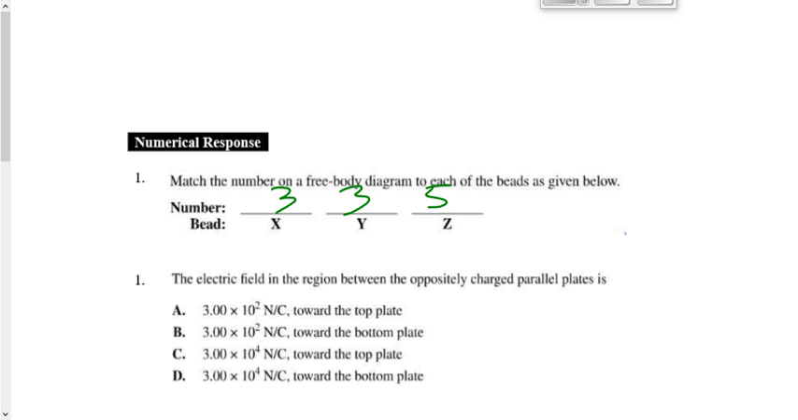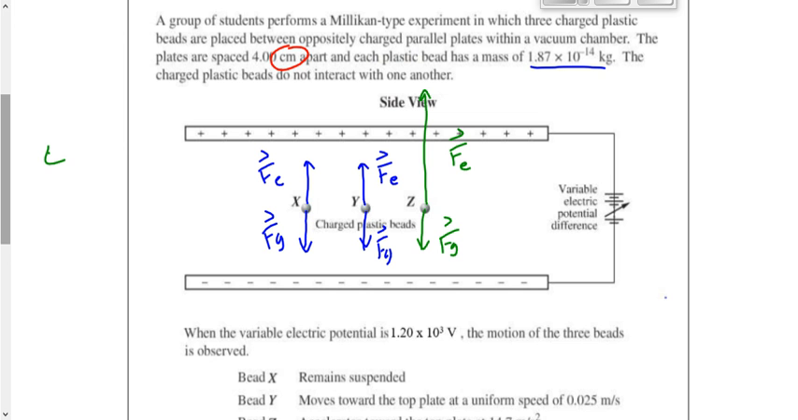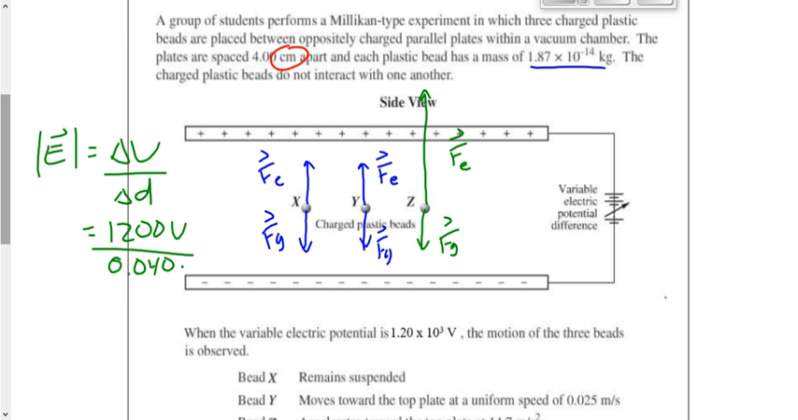And we want to find the electric field in the region between these oppositely charged plates. We know that E is equal to delta V over delta d. Going back to stuff from a couple months ago, electric field between plates is the potential difference divided by the distance between the plates, or 1200 volts divided by 0.040 meters, which I think was 3,000, was it? Or 30,000. I think it's actually 30,000, 3 times 10 to the 4 volts per meter. Which way does it act?